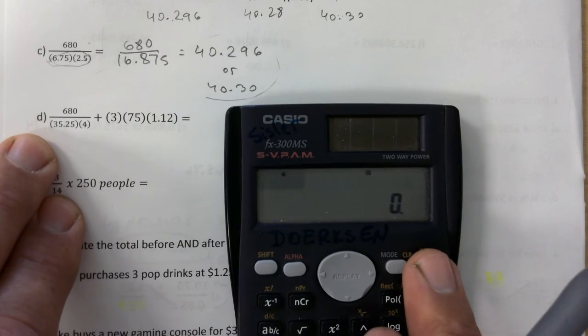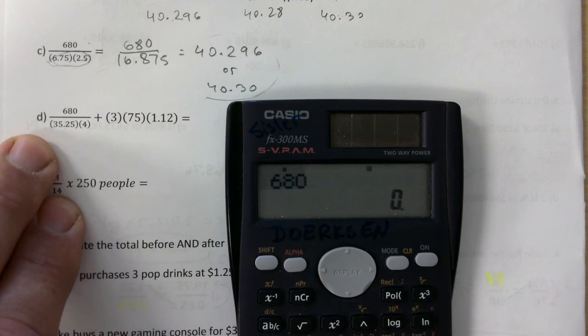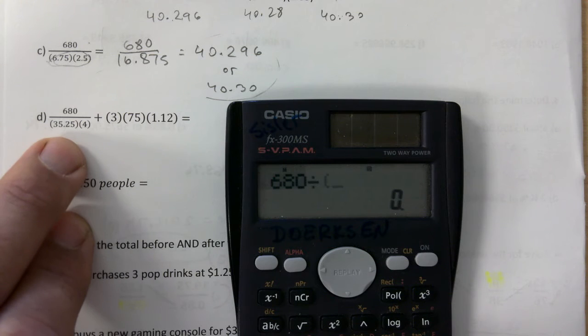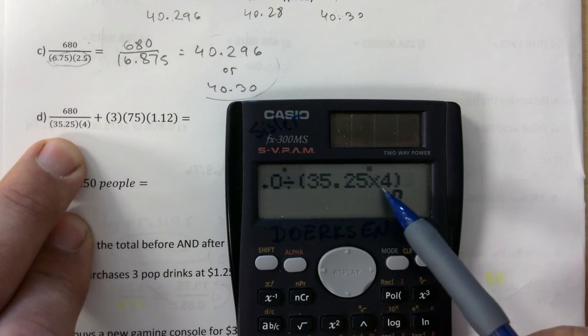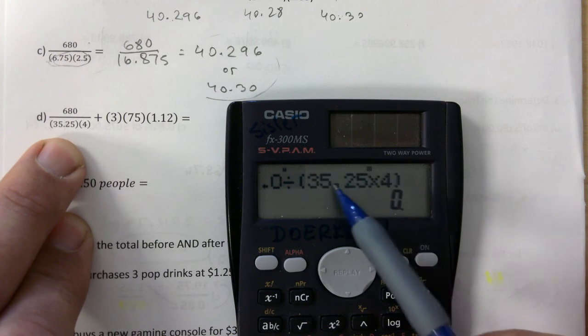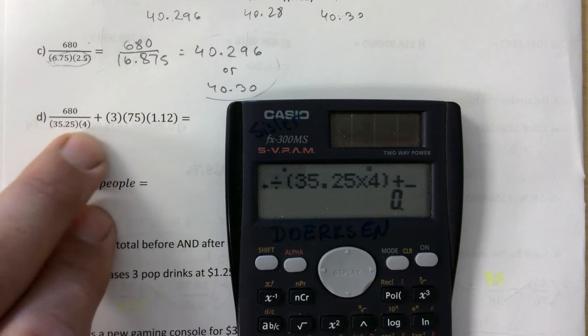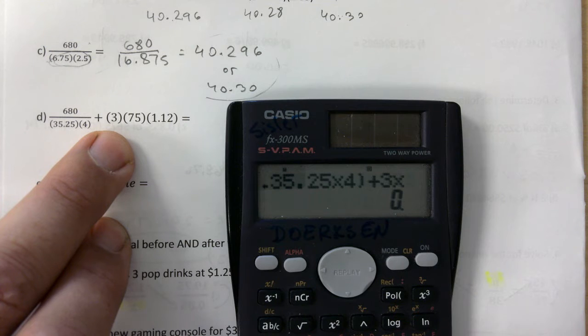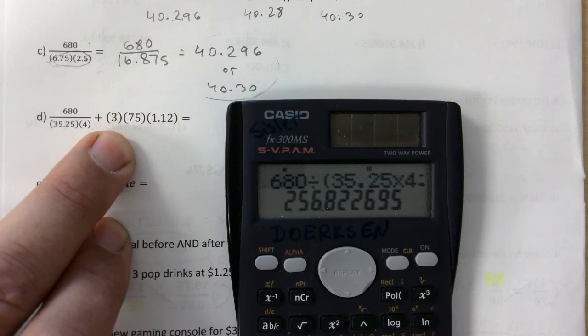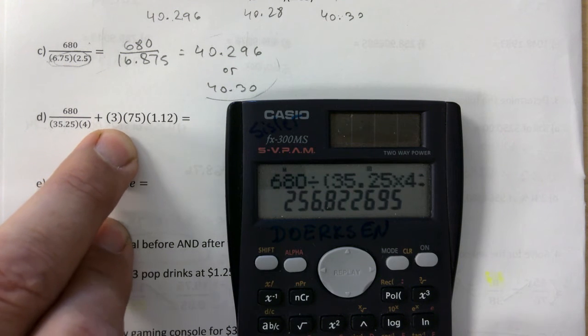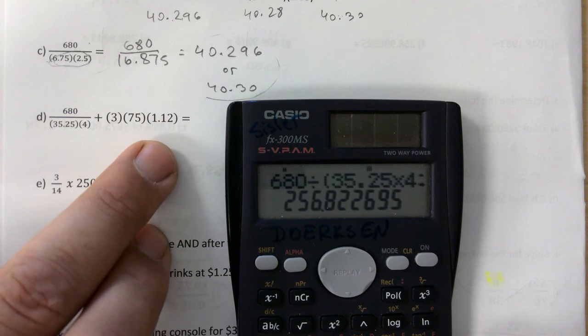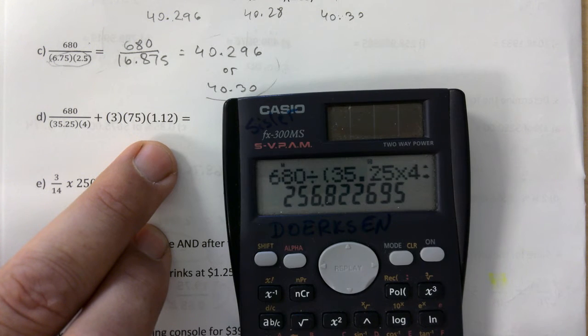I will show you how I type this in. 680 divided by, I'm going to use brackets. So I go 35.25 times 4, close it, because now you're telling the calculator these two are multiplying, but they're both in the denominator. Plus 3 times 75 times 1.12. And you get 256.82. That's what you're supposed to get here.